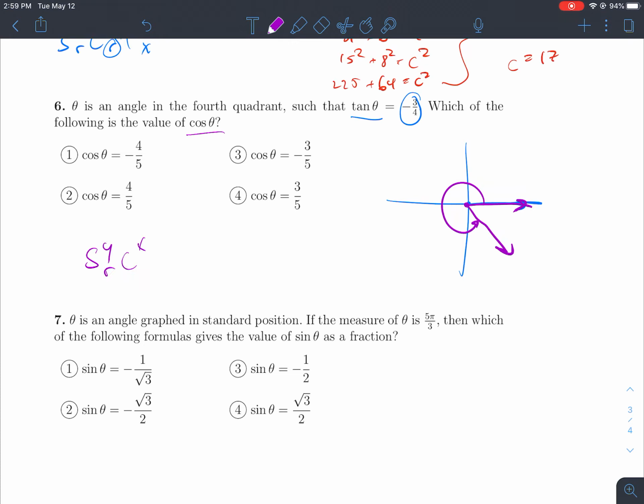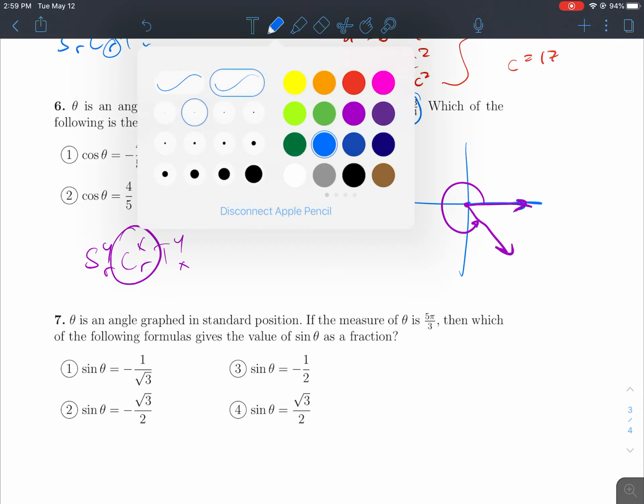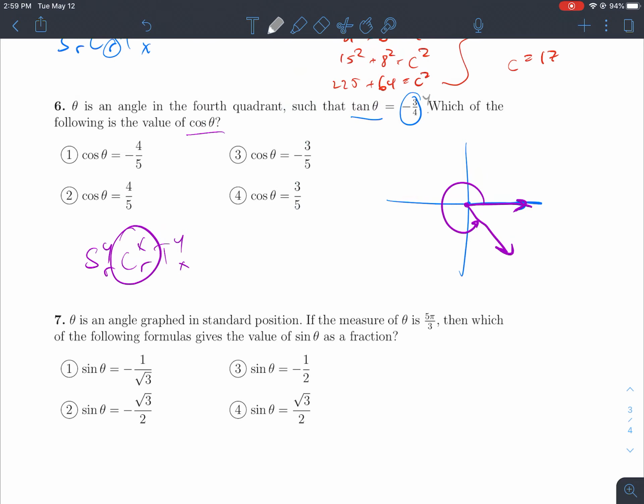We want cosine theta, so we think of our coordinate plane formulas. Cosine is going to be that one, but we start off with tangent, so let's label these. We've got y, we've got x, using this definition. Oh man, it's a negative fraction, first of all. So we have to decide, is the y value the one that was negative or the x value? Well, because we're going down, our y value is negative and our x value is positive. So we're at the point (4, -3) for our x and y coordinates.